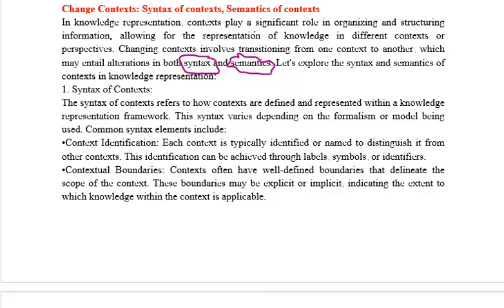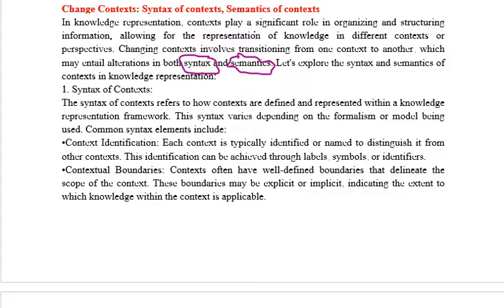To represent this thing, we'll be using the context. Yes or no? Next, to change from one context to another context, which is this, we'll be using the syntax and semantics. At that time, the syntax and semantics will be very helpful when we want to change from one context to another.